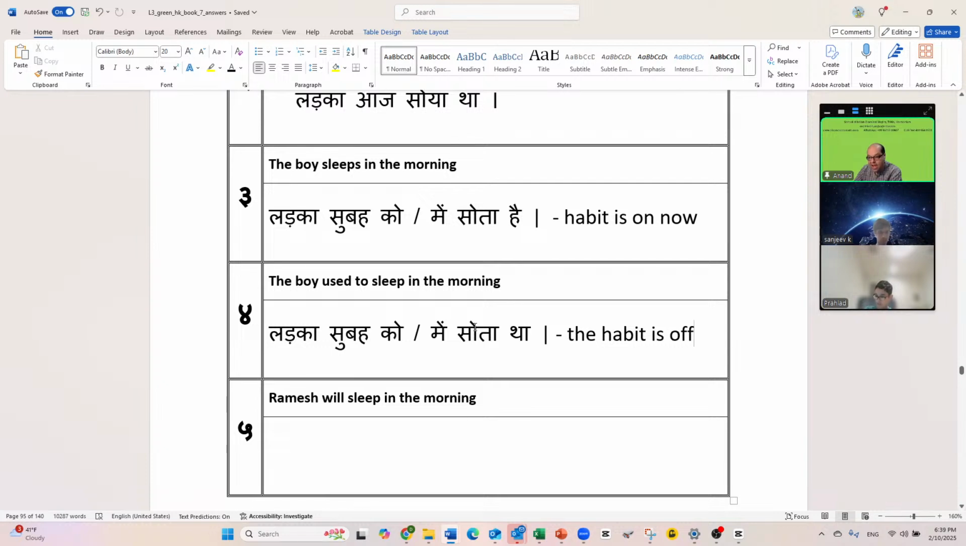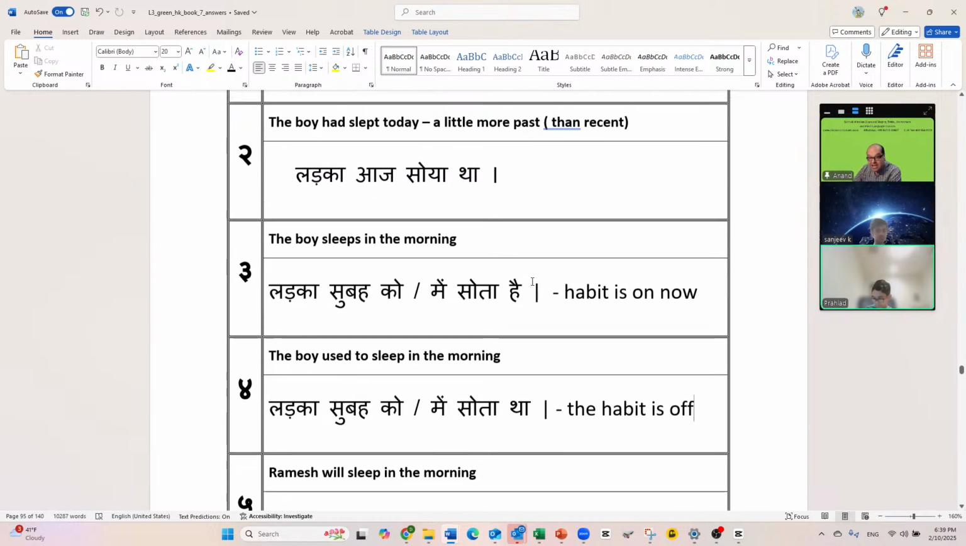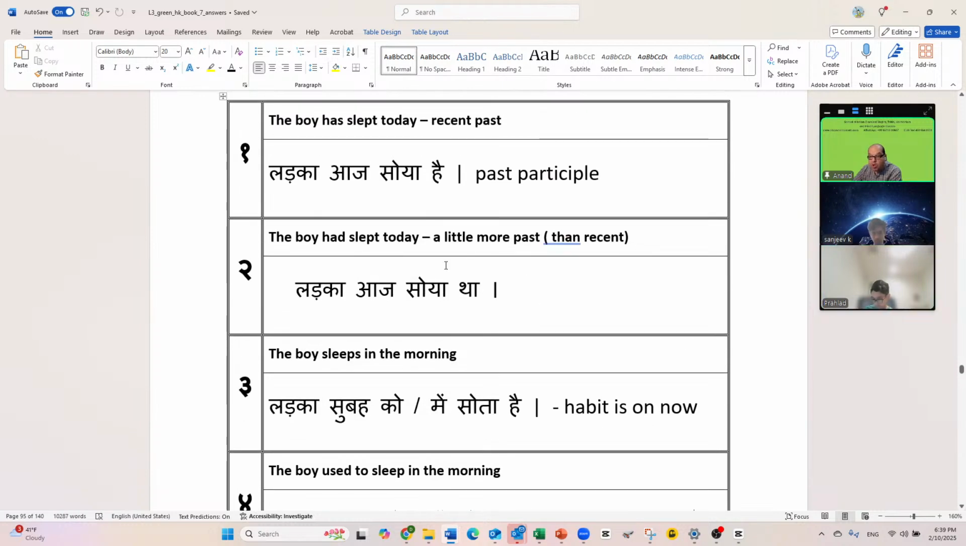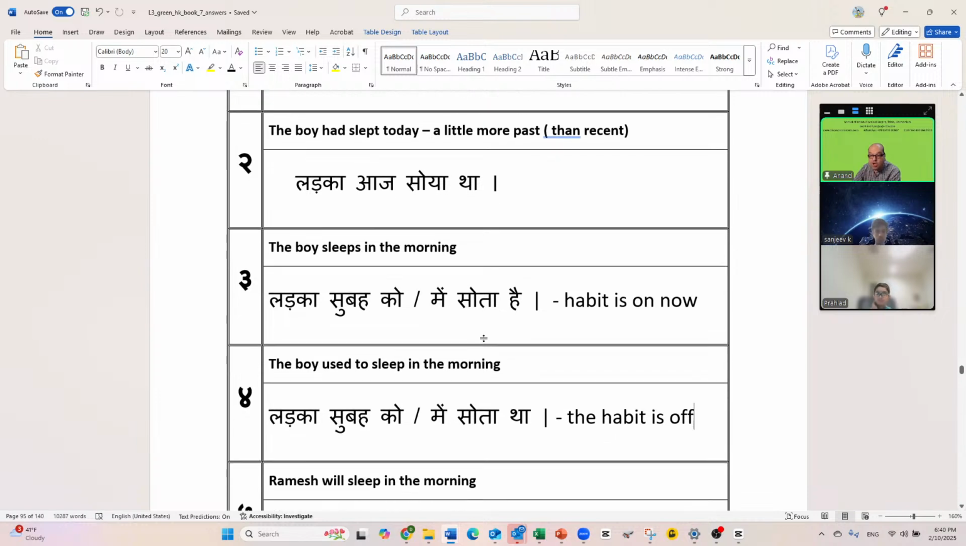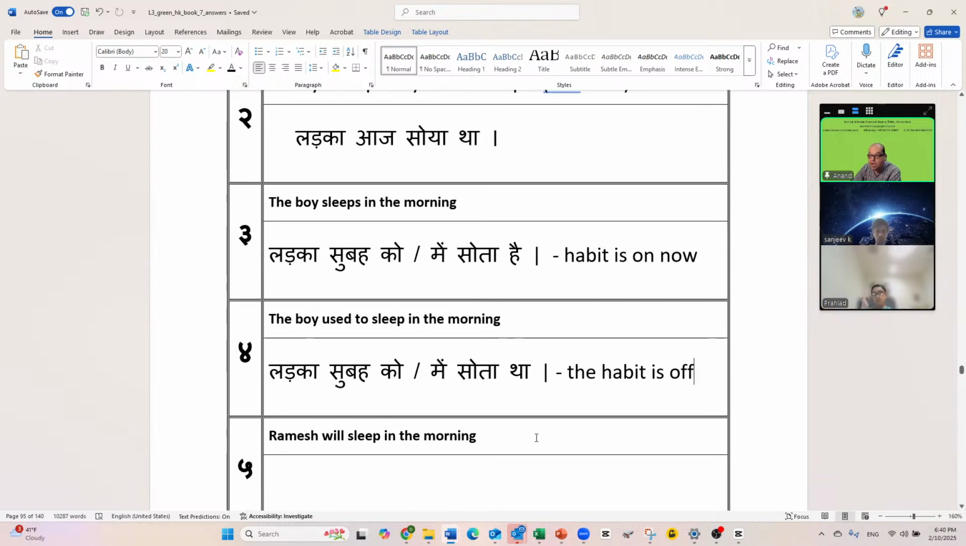And in both cases, it doesn't tell us the exact time when the habit was happening. Don't go by the morning. The morning word is deliberately put there to mislead you. The other thing between ya and ta form is ya form talks about one particular incident of sleeping. Slept today. That is one particular incident. In the ta form, we are not talking about one particular incident. We are talking about a habit which is done multiple times. So that is the big difference between ya and ta form.